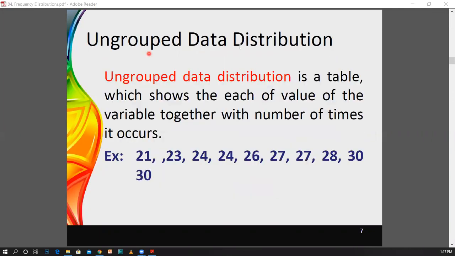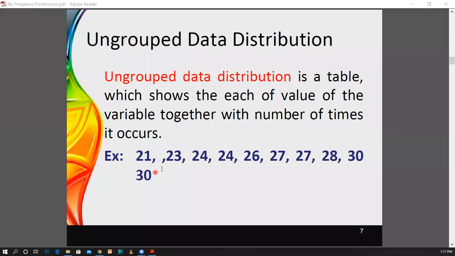Therefore, now we have to first pay our attention to the ungrouped data distribution. Actually, this ungrouped data distribution is quite like a table, and this shows the number in the first column, and in the second column, you can see the frequency. It means how many times the number appears in the data set. Therefore, if you see this data set 21, 23, 24, 24, 26, 27, 27, 28, 30, and 30.